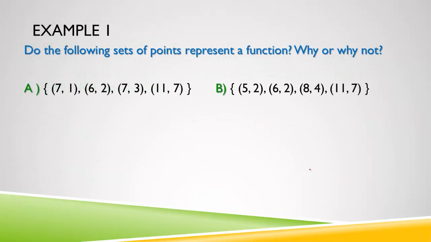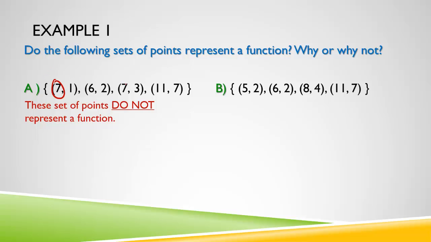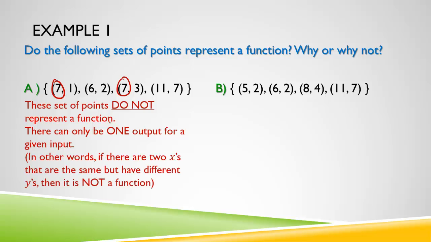All right, so taking that into consideration, do the following sets of points represent a function, and why or why not? So look at this. This is our x's. We have 7, 6, 7, and 11, and our y's are 1, 2, 3, and 7. So if we were to write the domain, they do not represent a function because we have two 7s. There can only be one output, or y, for a given input, or x. So there are two x's that are the same but have different y's, so it's not a function because this y is a 1, that y is a 3.